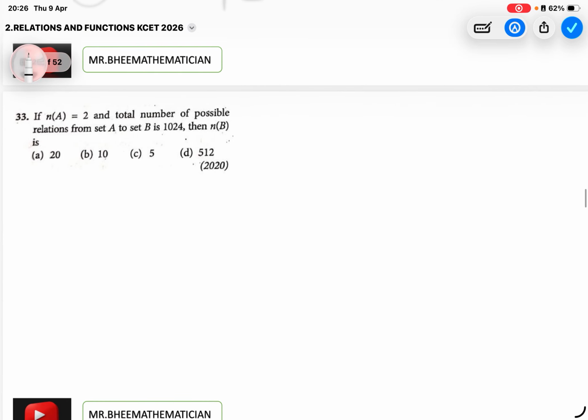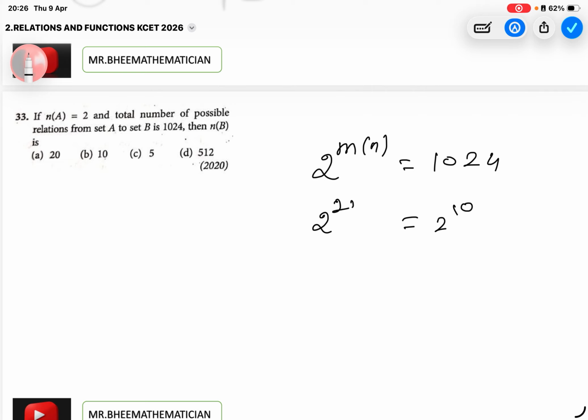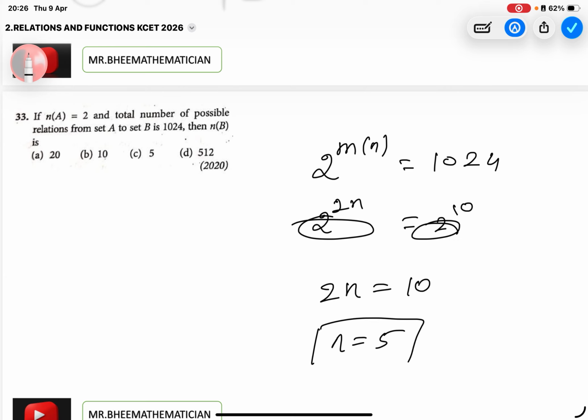And next question. N of A is two elements. What is the total number of possible relations from set A to B? Total number of possible relations, 2 to the power m into n, is equal to 1024. 1024 you can write as 2 to the power 10. 2 to the power m into n. Already they have given the m value. So if the bases are same, powers are also same, then n value is equal to 5. I hope this is clear.